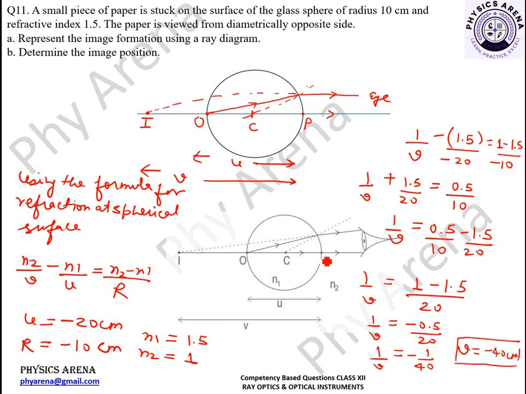So this is the distance from the pole. From the pole, it is at a distance of 40 centimeter, but from the object, it is at a distance of 20 centimeter. So it will be 20 centimeter behind the object. So this is the answer for this question.